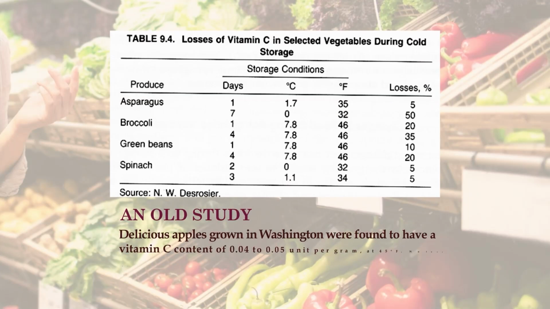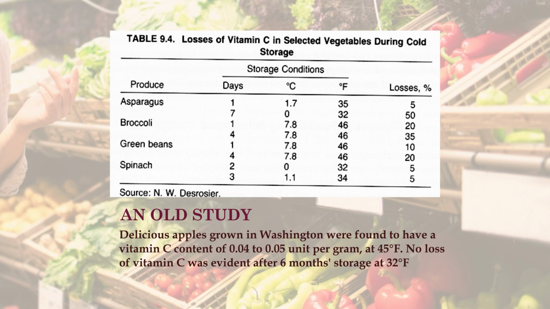Another thing is vitamin C loss. It is depicted here that for the same commodity, in terms of the temperature and the number of days, the loss percentage will vary. So there is a table showing the loss of vitamin C. Another study, reported in the red text, indicates almost no loss in vitamin C even during 6 months of storage, and the commodity is Washington apple. So the loss will also depend on the commodity.